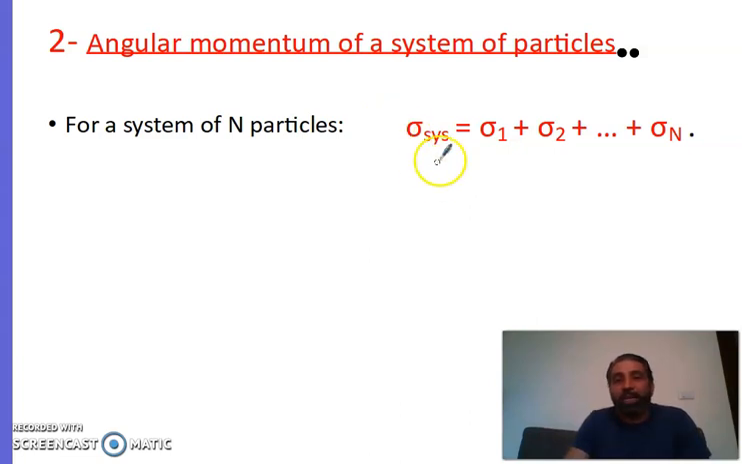So what is the total angular momentum of the whole planets around an axis passing through the sun? So it is sigma 1 plus sigma 2 plus up to sigma n, meaning sigma of Earth plus sigma of Neptune plus sigma of Mars, etc. Okay? This is for a system of n particles, a discrete system. We call it a discrete system because the particles are separated.